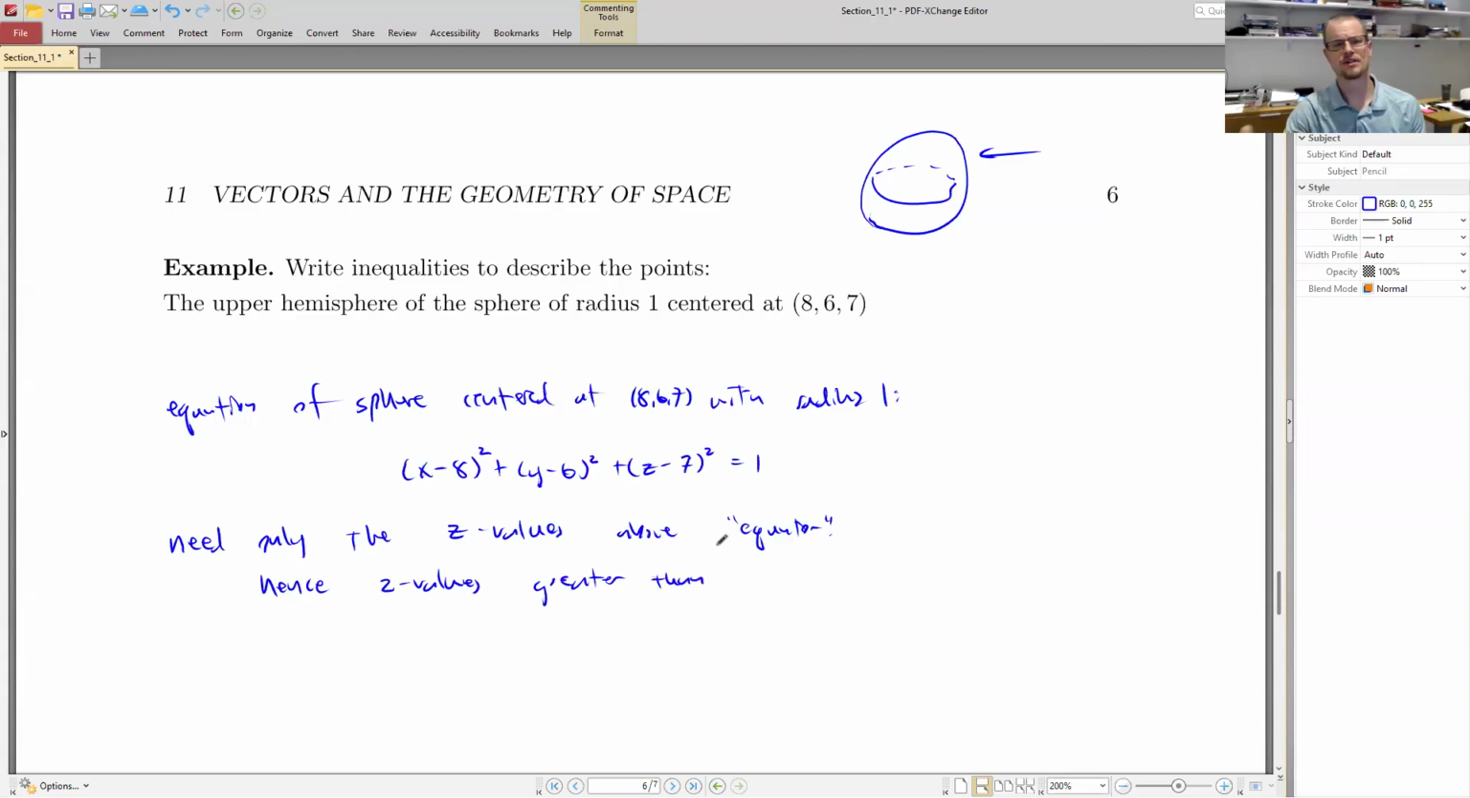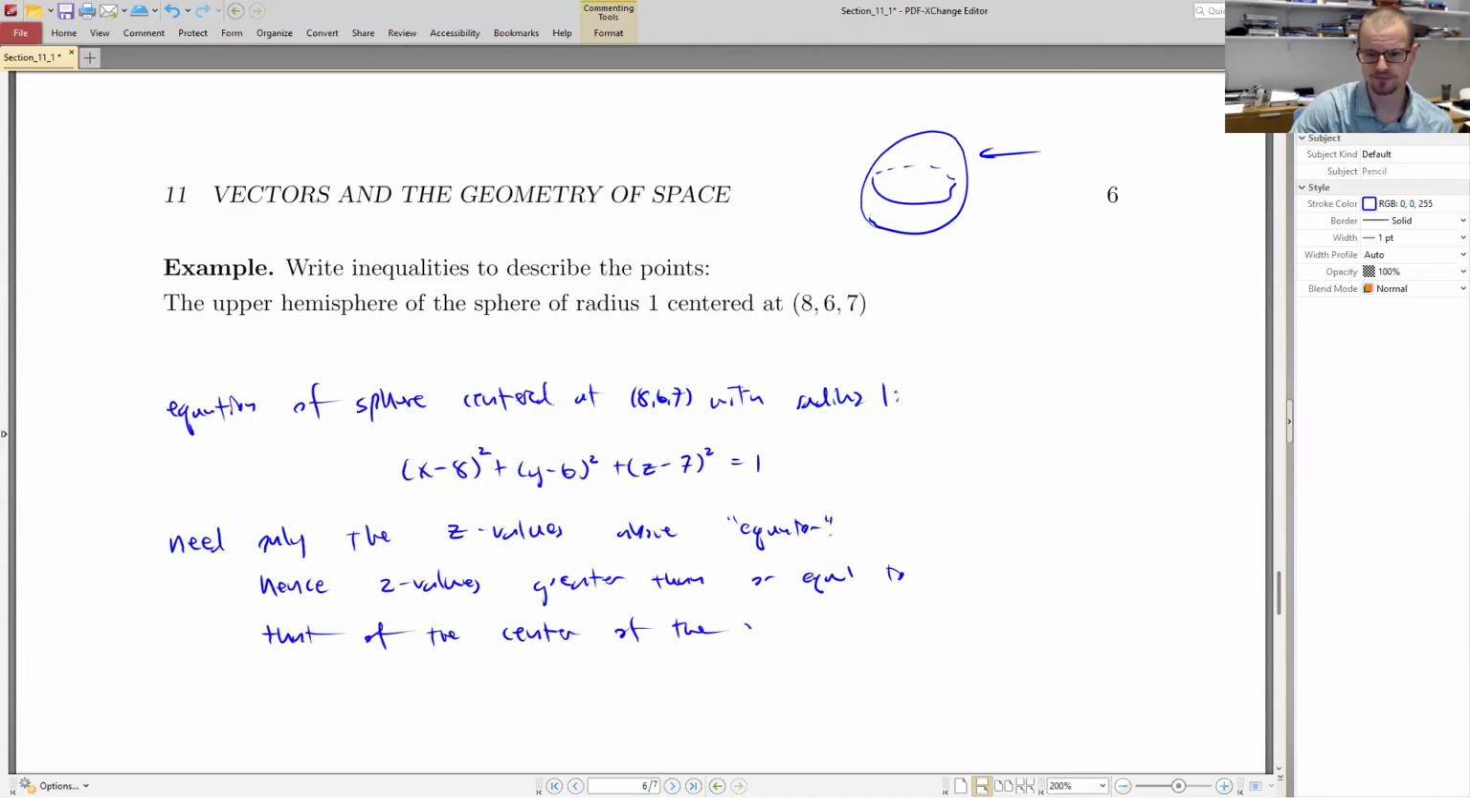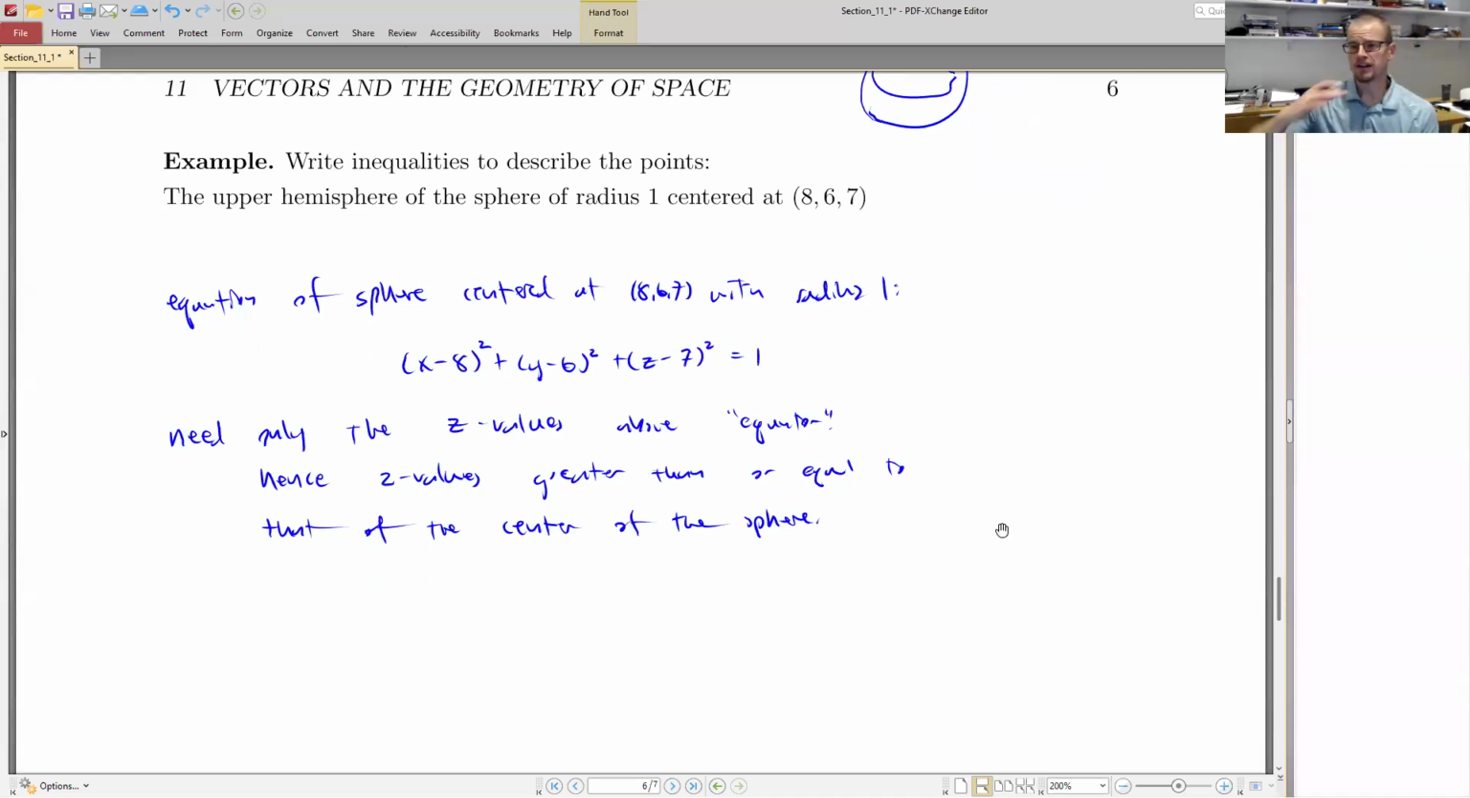Now, I believe the hemisphere includes the equator there. So z value is greater than or equal to that of the center of the sphere. If we're at the center, any z value at or above that is going to give us the upper hemisphere. So z is greater than or equal to the z value of 7.